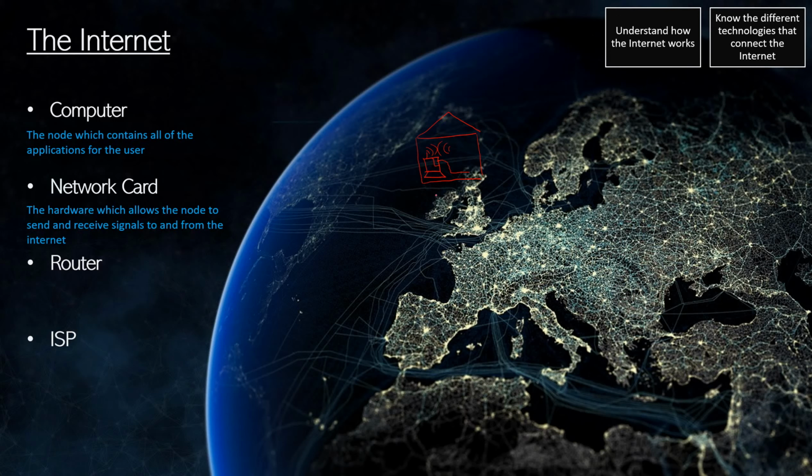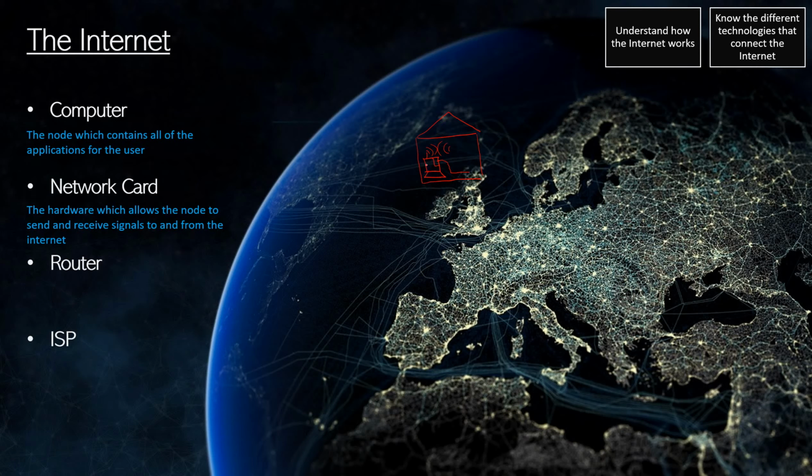So your device cannot be connected to the network, to the internet, if it doesn't have some hardware inside it which can receive and send the signals. Okay, so this is called a network card. And of course, if you want a cabled connection, you will use an Ethernet cable. If you want a wireless connection, you will use an antenna.